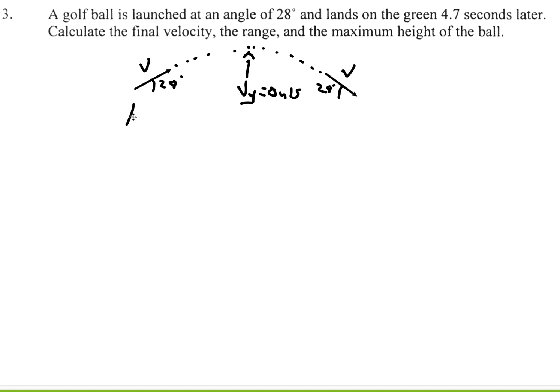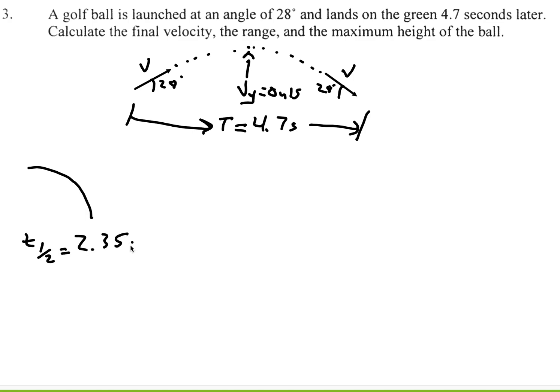Now we also know the time from the beginning all the way to the end is 4.7 seconds. Okay, so the entire time would be 4.7 seconds. That means that if I were to treat this like a cliff problem, if I were to pretend that it was launched horizontally off of a cliff, right, the time it would take for half of the travel would be 2.35 seconds. Okay, so that's the time for half of the travel. And if we treat it like a cliff problem, then we know the original velocity in the y will be 0.